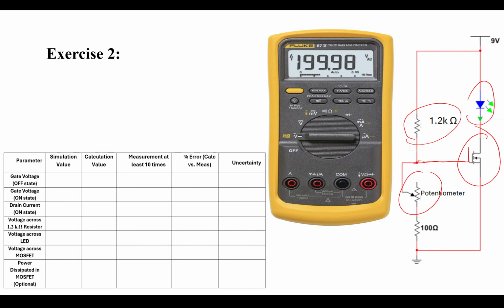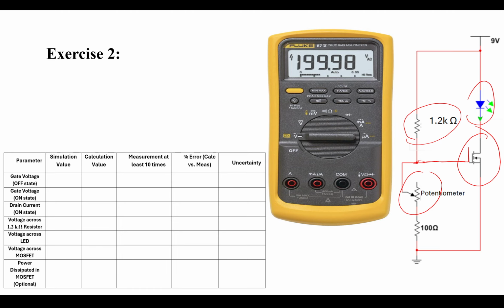Now, if you change the potentiometer, you're changing the voltage division. That means you're changing the voltage of the gate and source. That means you're changing the mode of your transistor. Now, I think by that part, you already know there is going to be a certain value of the voltage that will turn on your transistor. That means your LED would light up. And for the voltage lower than that, the LED is off.